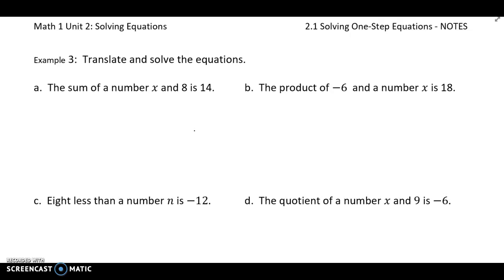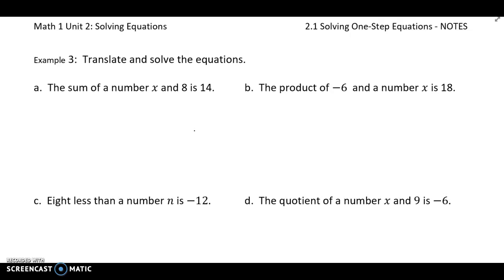All right, let's go ahead and move on to the second half of 2.1. For this set of notes, we are going to translate and solve equations. We're going to be using what we learned in Unit 1 in terms of writing algebraic expressions from word phrases. But what's different this time around is that we're going to be writing equations and then solving them. This is going to get you ready for when we get to the full-out word problems later on in the unit.